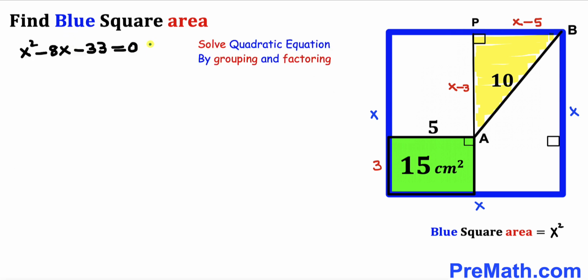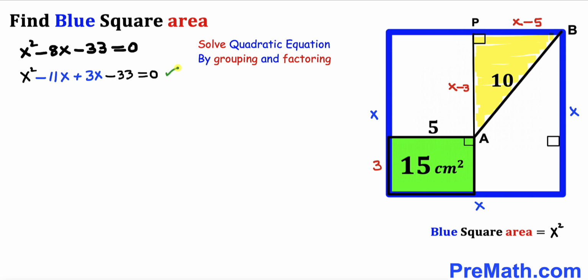Now we can see we got this quadratic equation, and we are going to solve by grouping and factoring. You may use the quadratic formula to solve this given quadratic equation as well. Now let's focus on this constant 33. This could be broken down to 11 times 3. And if we subtract 11 and 3, we get this number 8. So we are going to tweak this middle term. Negative 8x could be written as negative 11x plus 3x.